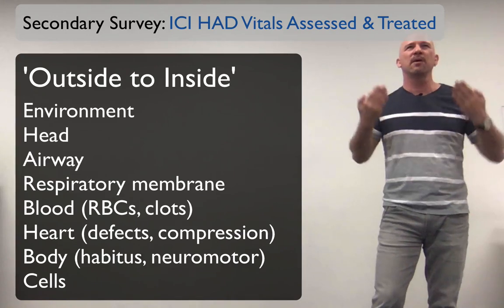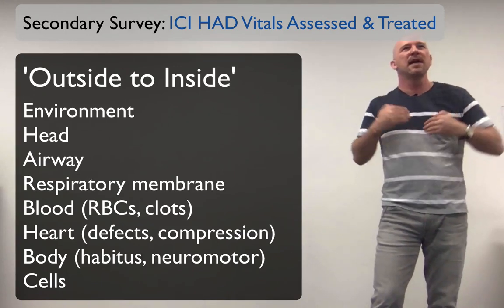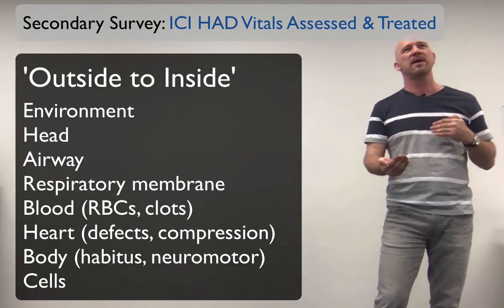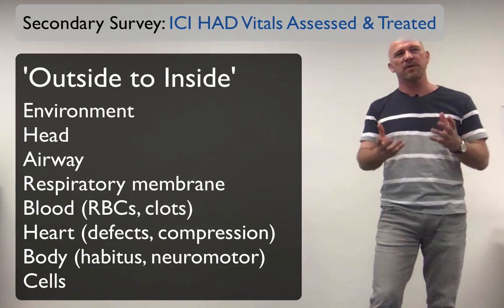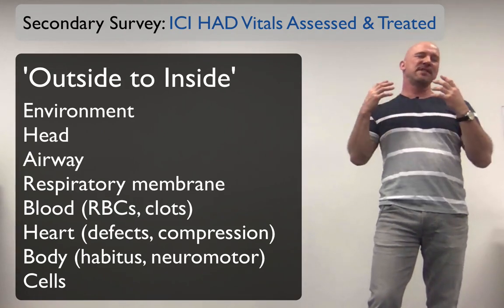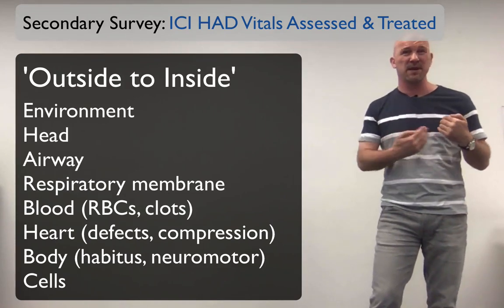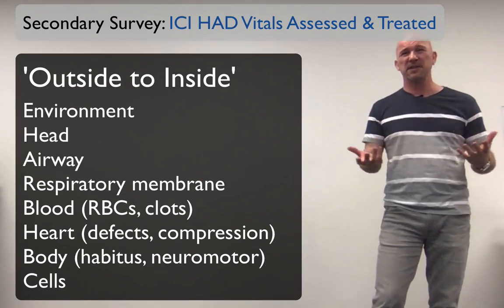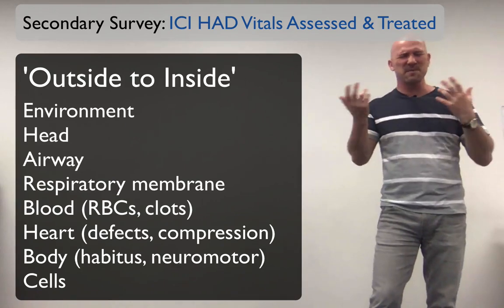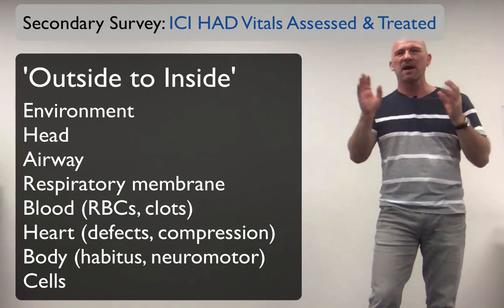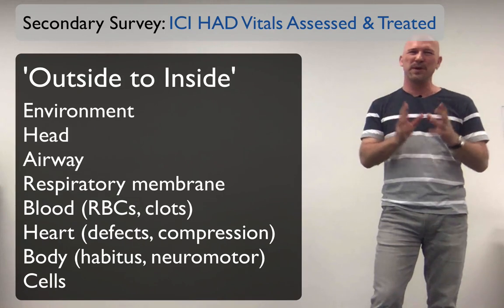Then I'm going to start thinking about, okay, the oxygen's got down to the alveoli. Can it get across from the alveoli into the blood? So I'm going to start thinking about the respiratory membrane. Does she have pulmonary fibrosis? Does she have pulmonary edema? Did I hear fluid? Is she wet? Does she have a history of COPD? None of those things are on my radar at this point. If I'm wondering, I might ask her, but I'm not really worried about that.